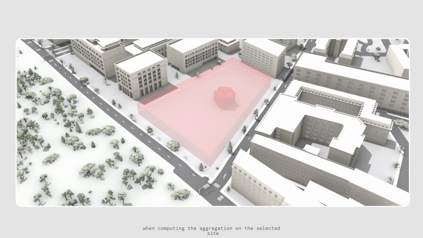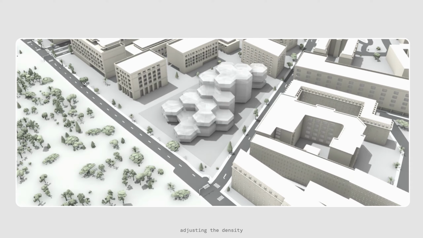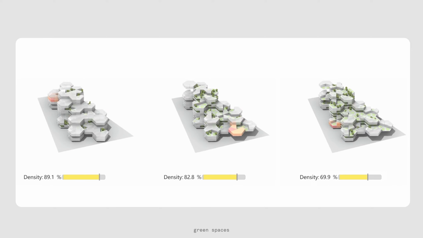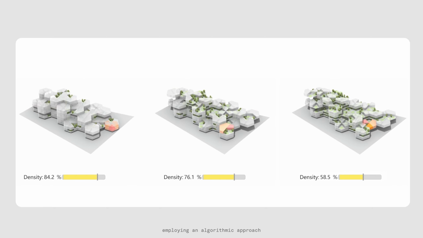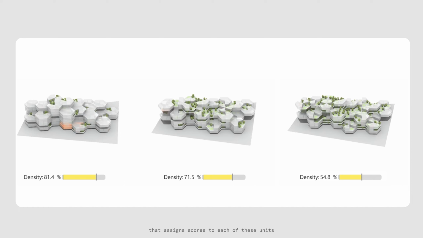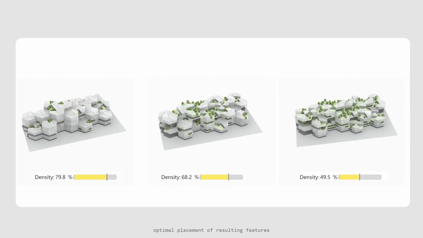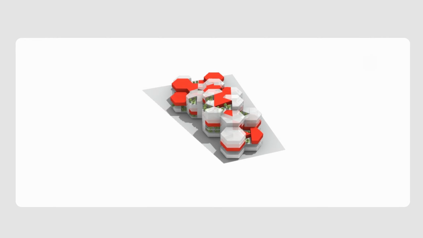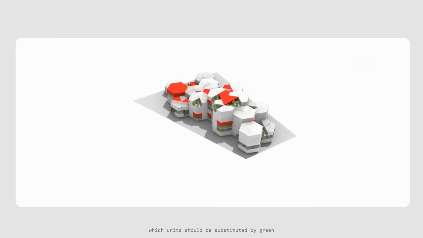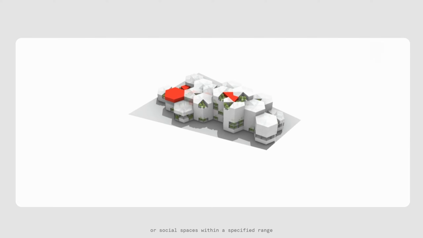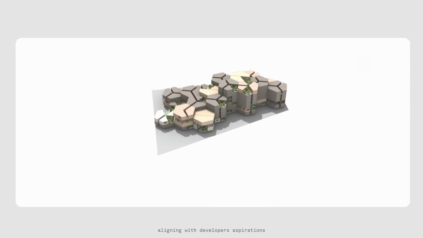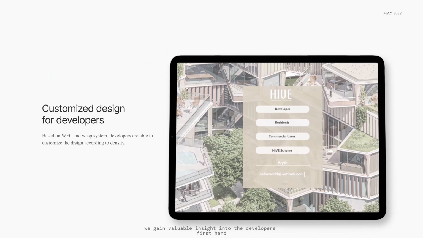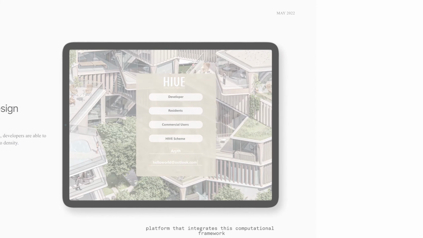When computing the aggregation on the selected site, adjusting the density directly impacts the resulting typologies by shifting the balance between built and unbuilt green spaces. Employing an algorithmic approach that assigns scores to each of these units, the system guarantees optimal placement of resulting features, be it green spaces or public areas, where their needs are fulfilled. The system effectively computes which units should be substituted by green or social spaces within a specified range, aligning with developers' aspirations. We gain valuable insight into the developer's first-hand encounter within the platform that integrates this computational framework.